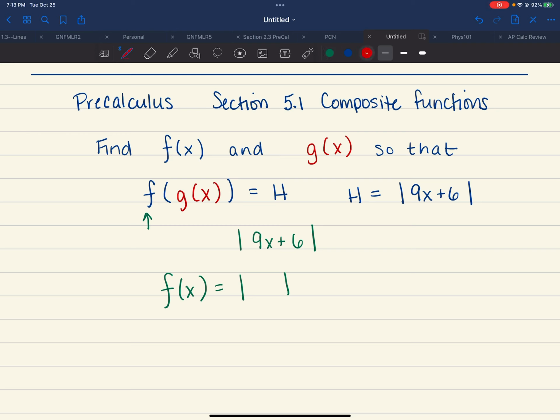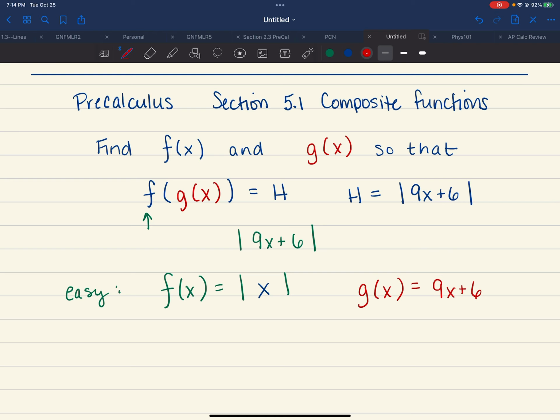And then my g of x, whatever that is, could be the junk inside. It does not need to have absolute value. So the easiest thing, right? So let's look at the easy version. The easiest version would be that my f of x, or my outside, is just the absolute value of x. And then that would mean that all the junk that's contained inside would be my g of x. So this 9x plus 6 would be my g of x.